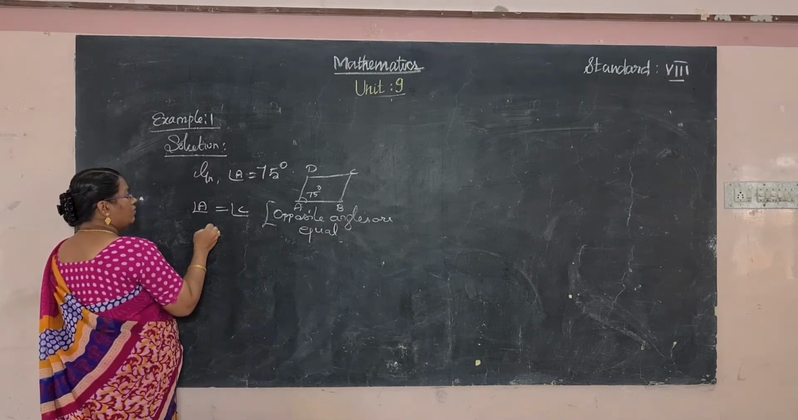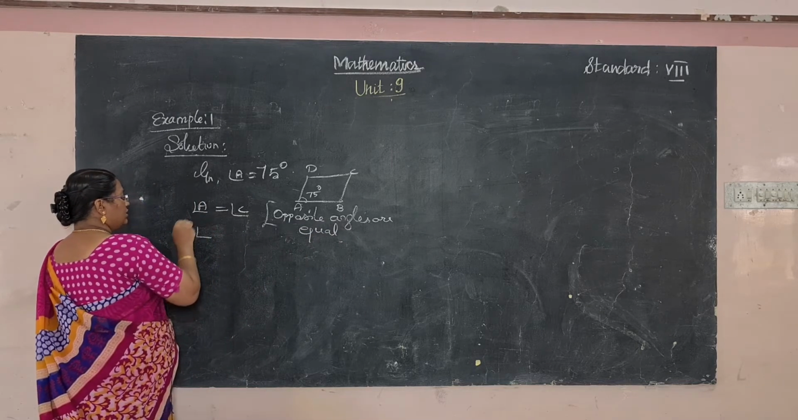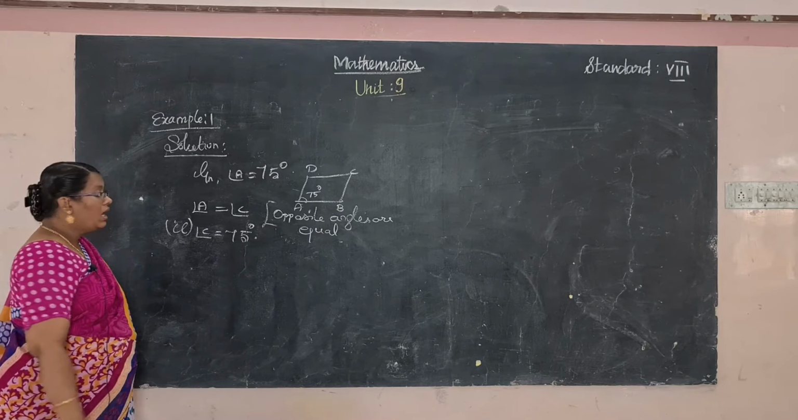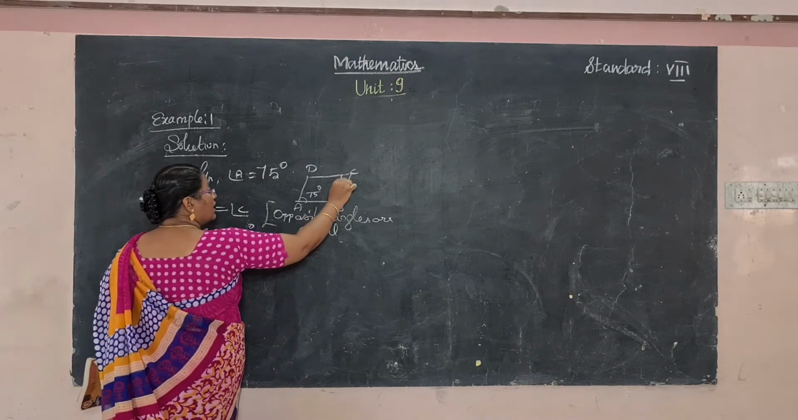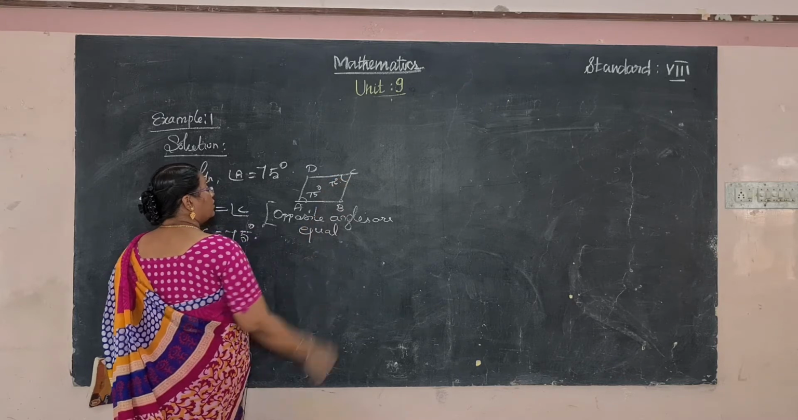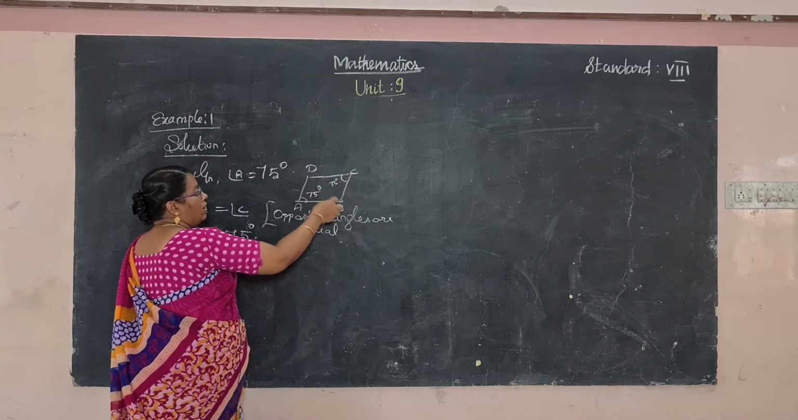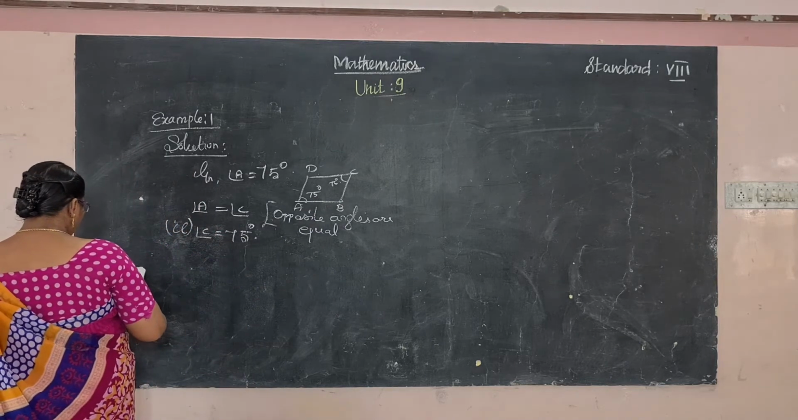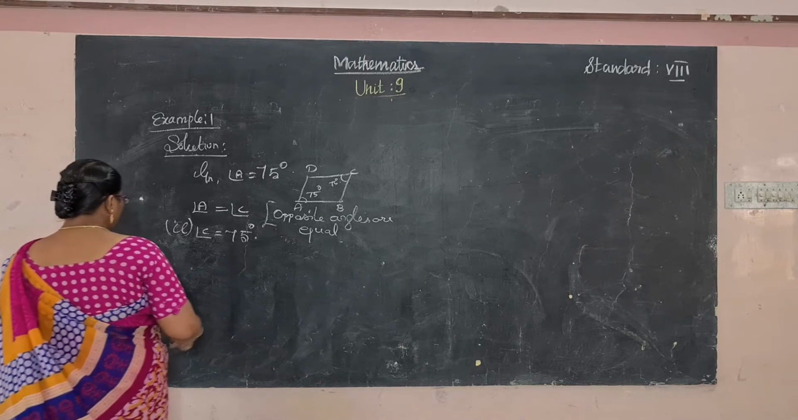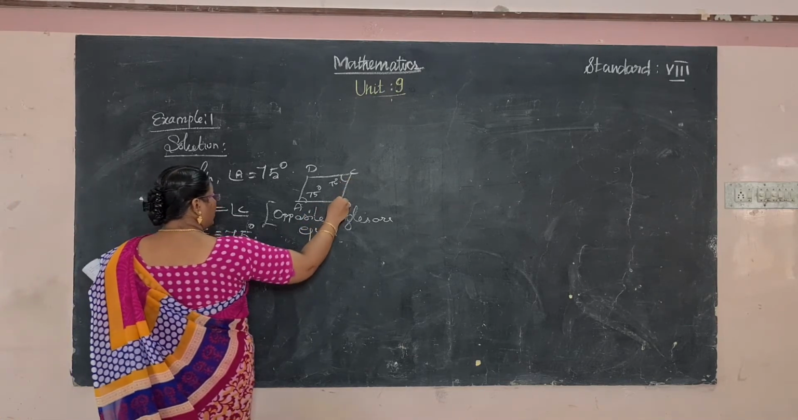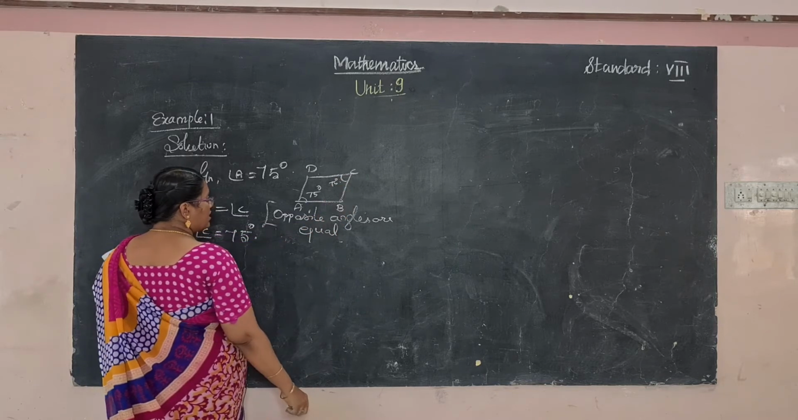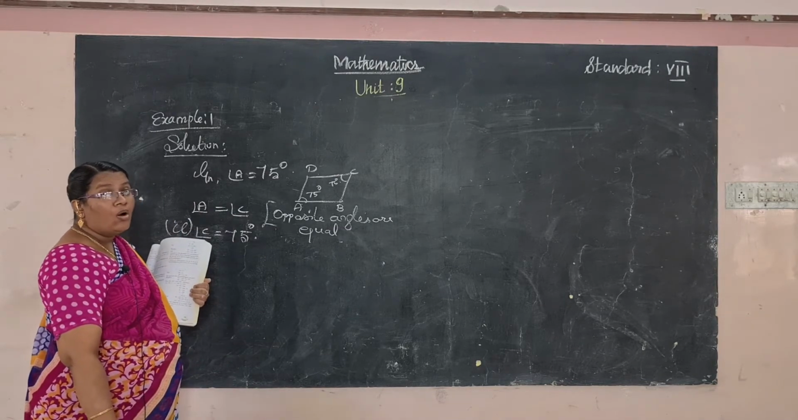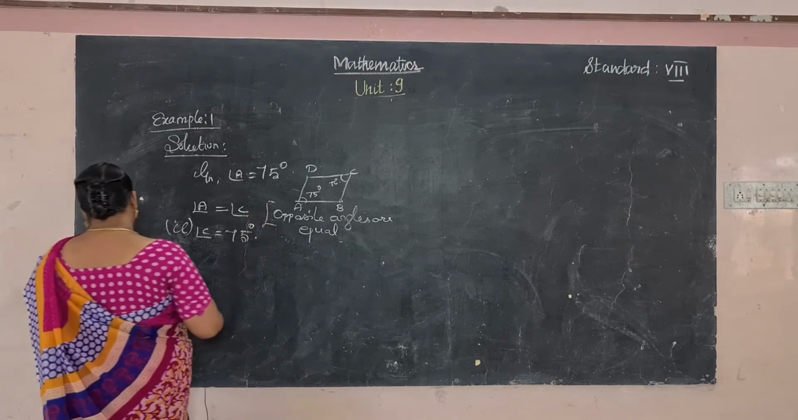So angle A is equal to 75, so angle C is equal to 75 degrees. Now we know that angle C is 75 degrees, and we have to find the remaining two angles. Here is another rule: adjacent angles form a linear pair, which is 180 degrees. So we use that property.